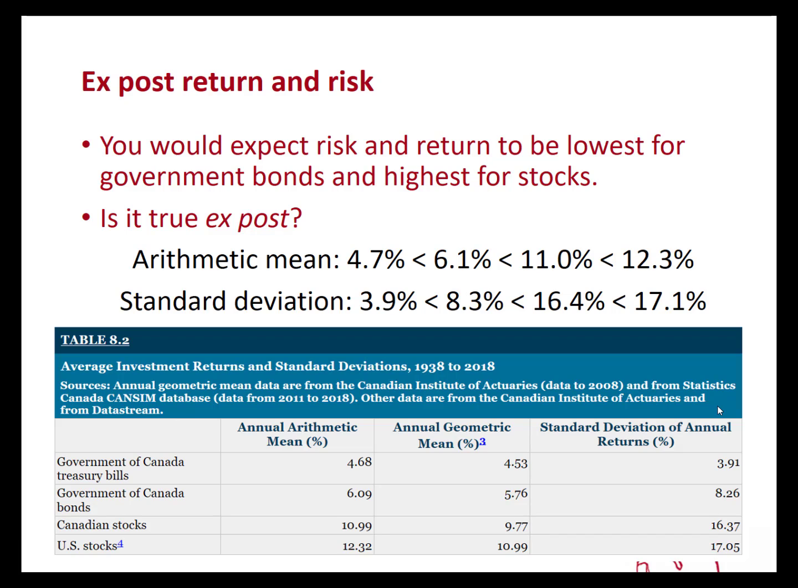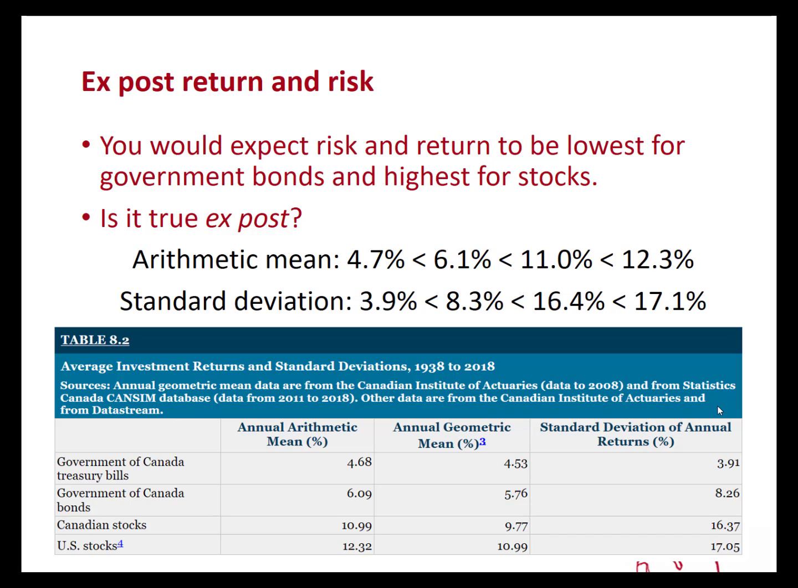If we were to look at ex post returns and risk measures for different securities, we would expect that stocks would be highest and government bonds would be lowest. Why? Well, risk and return. Take a look at this table below, which shows returns from 1938 to 2018 for different securities in Canada: Government of Canada bills, which are shorter than 1 year maturity, Government of Canada bonds, which are up to 30 years maturity, Canadian stocks, and also US stocks as measured in Canadian dollars.